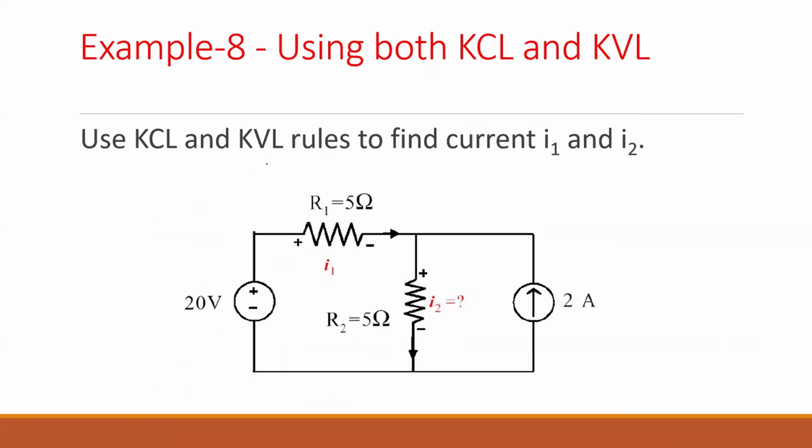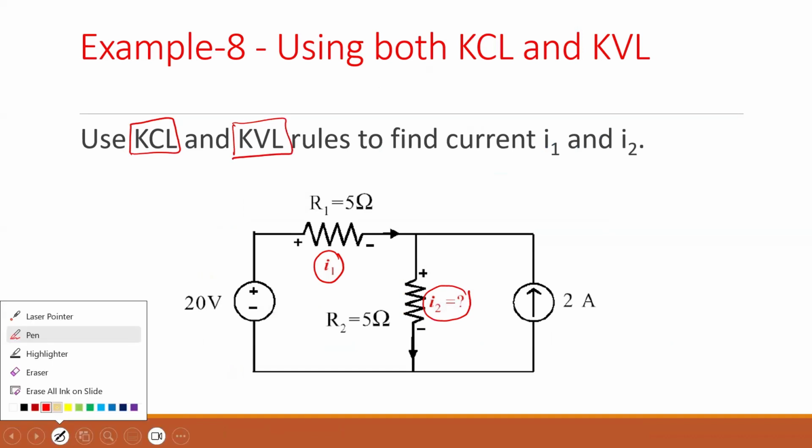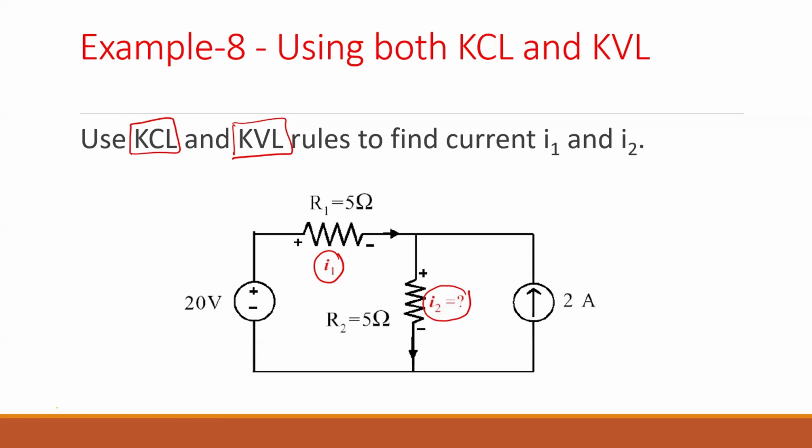Use KCL and KVL both to find current I1 and I2. So we need to find the current I1 and I2. So I1 is this one, I2 is this one. Okay, so we can use KCL and also we can use KVL. We'll do together, okay? Let's use KCL. KCL says whatever the current coming into a node is equals to whatever the current going out. So here, if you look at this node, what are the currents coming in?